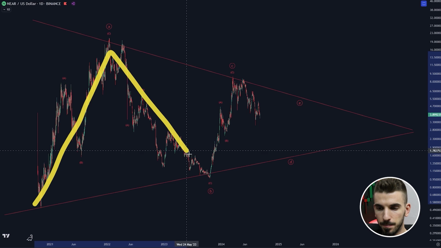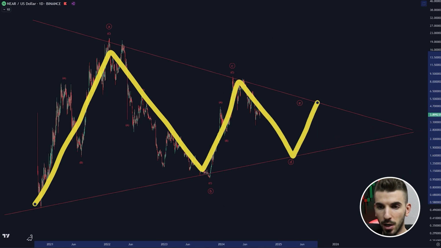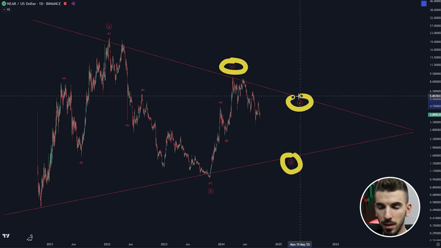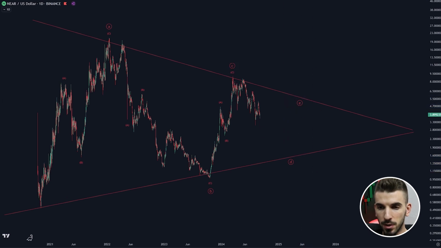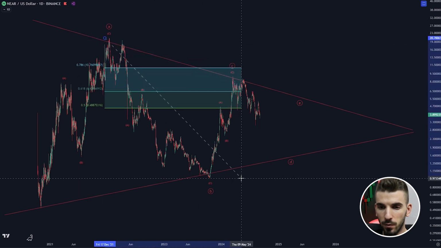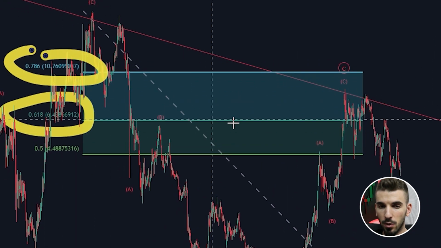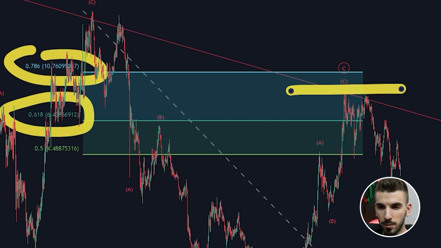One more thing that is telling me that there is a high probability of this being a triangle is the retracement where the bigger wave C went to. The ideal retracements for wave C, wave D and wave E are between the 0.618 and 0.786 Fibonacci retracements of the previous wave. So we will place a Fibonacci retracement from the end of wave A to the end of wave B, and we can see that wave C ideally came in the middle of the 0.618 to 0.786 Fibonacci retracement.